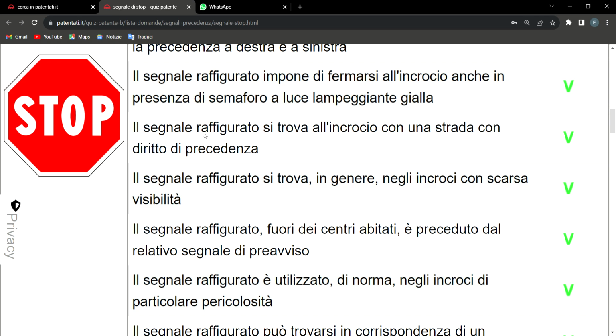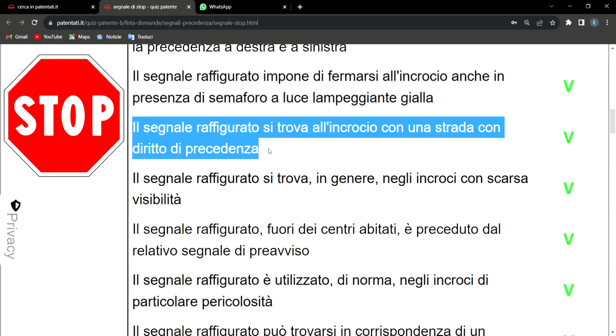It says, il segnale raffigurato si trova a incrocio con una strada con diritto di precedenza. In some cases, you will also find this very sign with a road that has the right of way. So this is the reason why this one is vero.